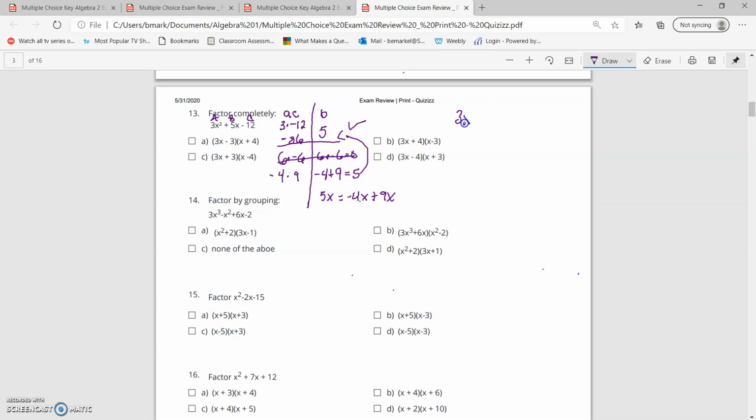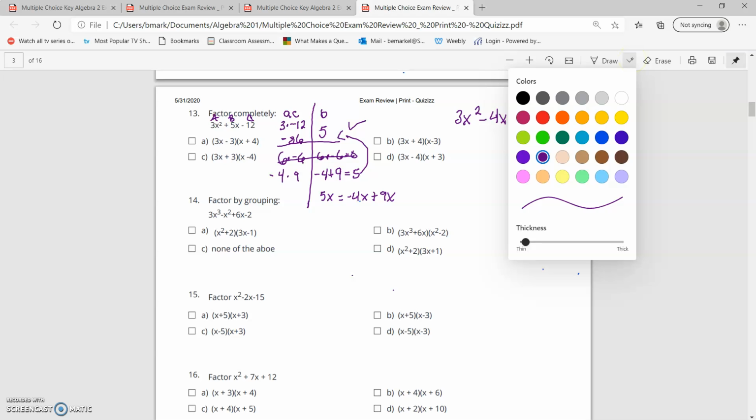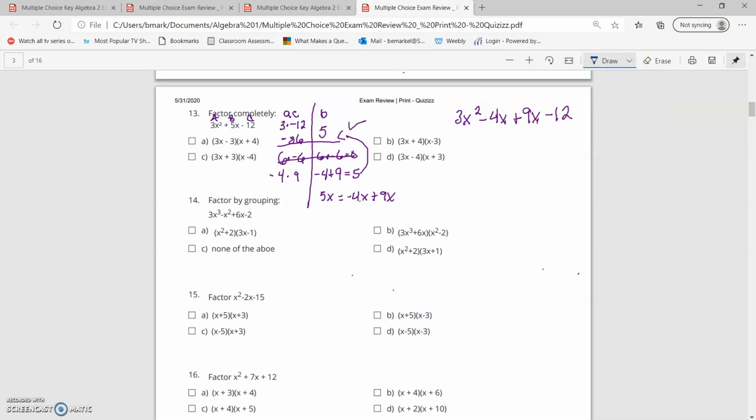And I get 3x squared minus 4x plus 9x minus 12. Okay, now I break it into pairs. What does both 3x squared and a negative 4x have? Well, they both have an x. And remember, I take the lower exponent, so I'm just going to put an x.